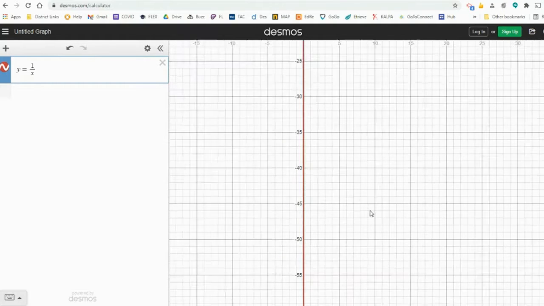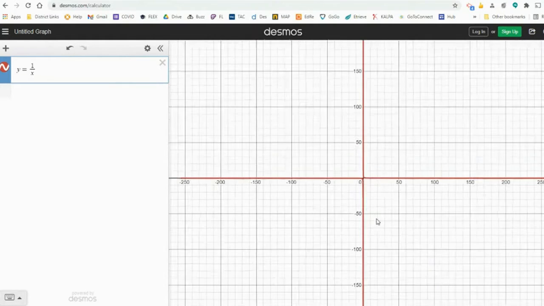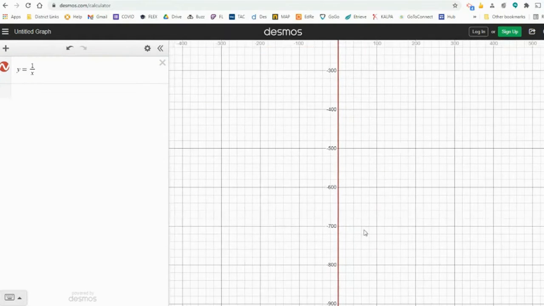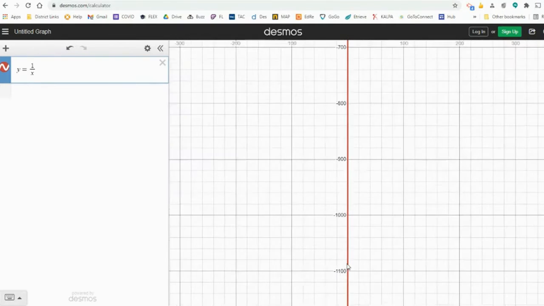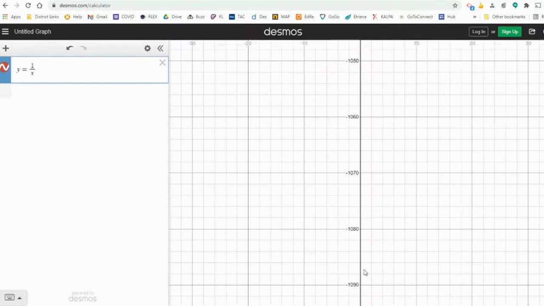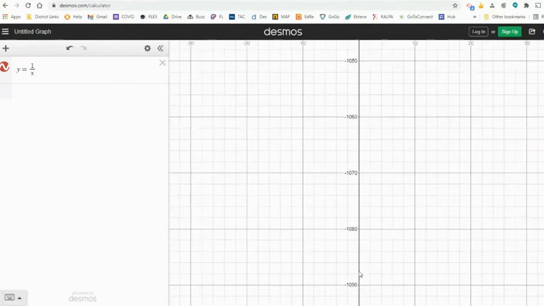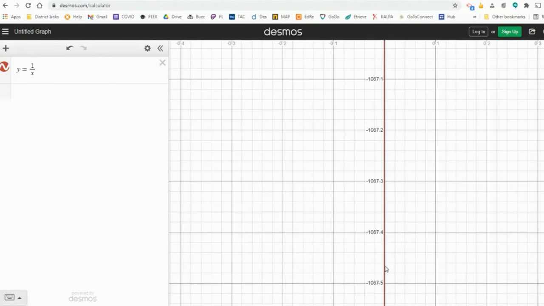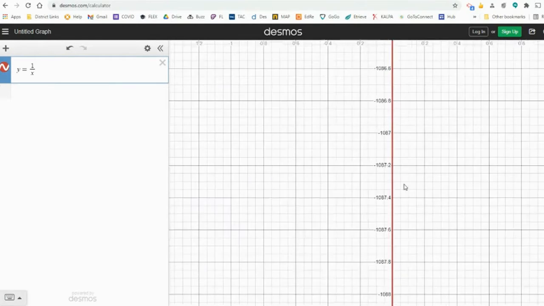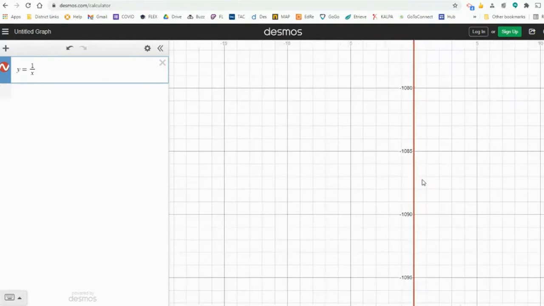And in the meantime, you can scroll out as far as you want to, and it will continue to get closer and closer. Let me click on the graph. It gets closer and closer and closer to x equals 0. This graph exists down here, but it goes towards negative infinity.